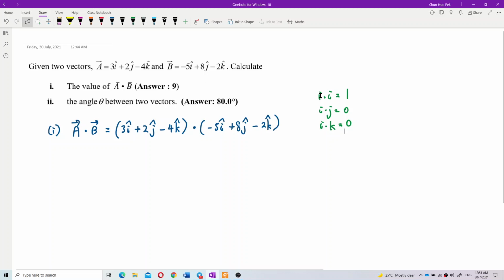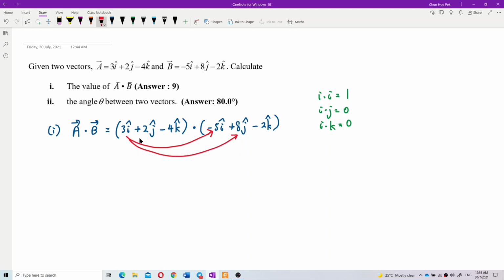Why is this one equal to 1 and this one equal to 0? When we carry out a dot product, it is actually a multiplication of vectors. When you multiply these two together, it's the same as expanding it: 3i multiplied with negative 5i, 3i also multiplied with 8j, and 3i also multiplied with negative 2k.